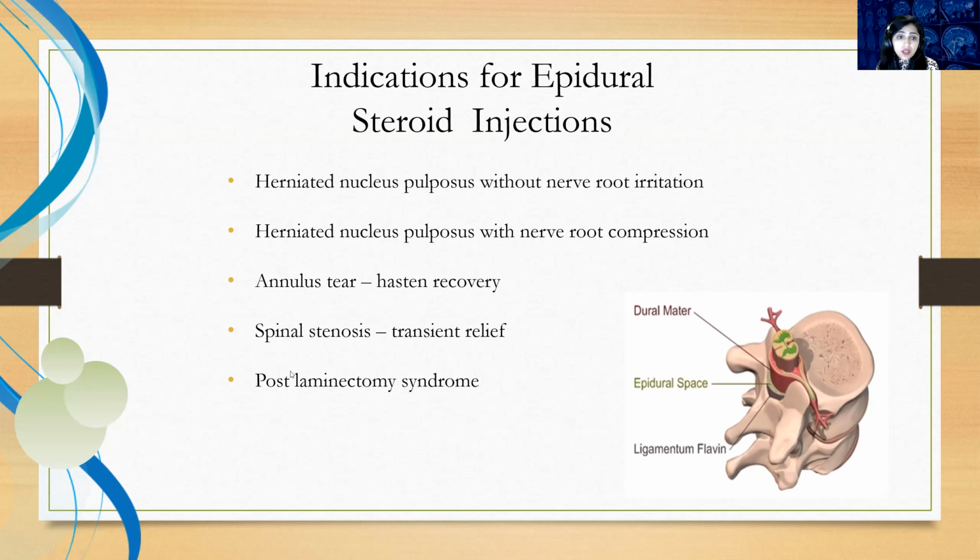Then annular tear. It looks like the annular tear is a small thing, but they are very painful. This is what we see, that with annular tear, although there is no nerve compression, but when there is only disc bulge with no annular tear, those patients don't have much pain. But with annular tear, those patients are in severe pain, and I think the epidural injection gives very good results in those cases.